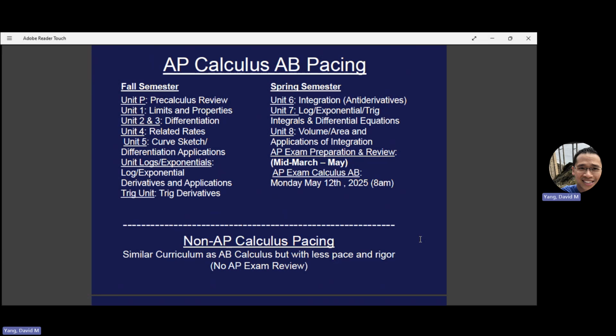Also, just for comparison purposes, non-AP Calculus covers a similar curriculum as AP Calculus, but just with less pace and rigor, and they're able to draw out the content over the course of the entire year and not have to finish all of the new content by mid-March because there's no AP exam review.